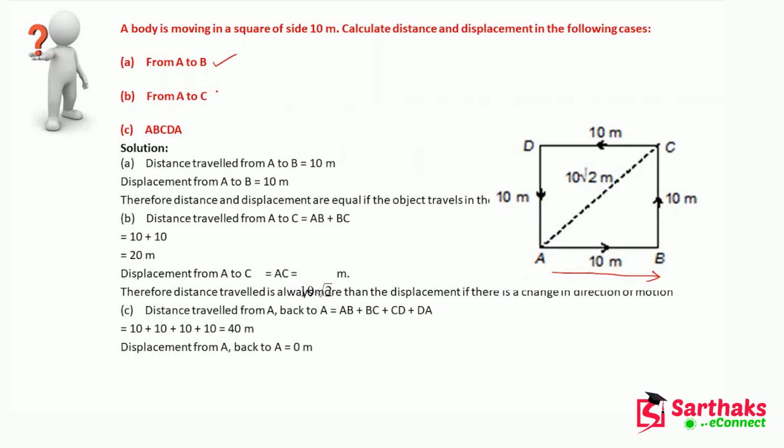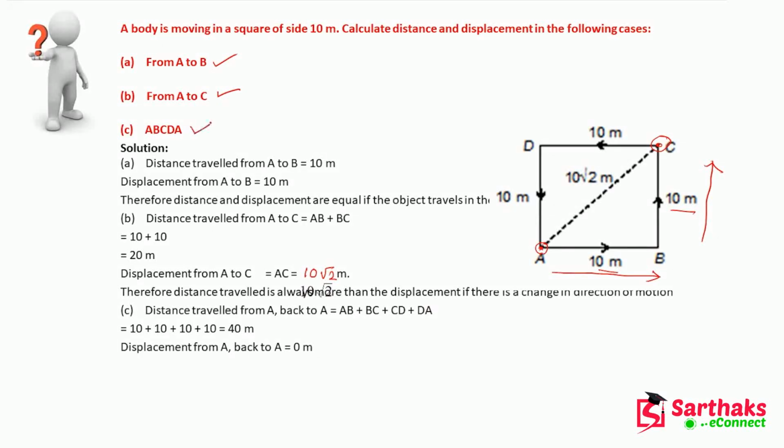Now the second option, from A to C, that means this point. How much is the distance traveled? From A point I have gone to B point, then I have to move to C. So that means 10 meter plus 10 meter, so 20 meter is the distance traveled from A to C. But the displacement from A to C will be 10 root 2 meter.